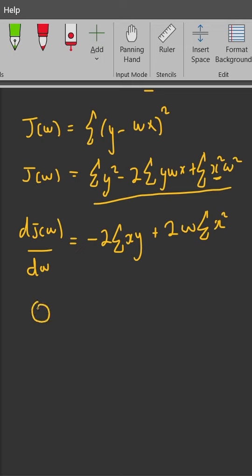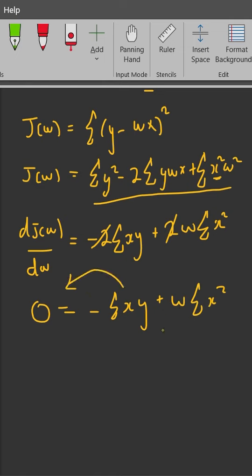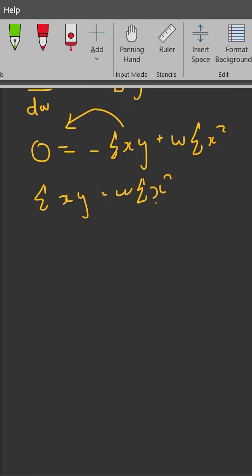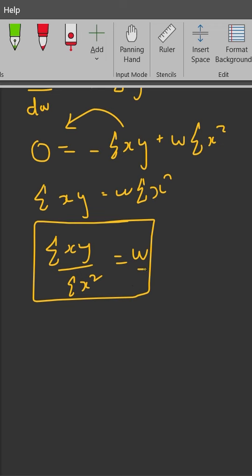So now let's equate this to 0, and we can cancel the 2 from both sides. We are left with minus summation of x y plus summation of x squared times w. Since we have to find w, we'll take this over here. So this will become summation of x y equals w summation of x squared, and then we can divide both sides by summation of x squared to get summation of x y divided by summation of x squared equals w. So we got ourselves a simple formula for finding the optimal value of w.